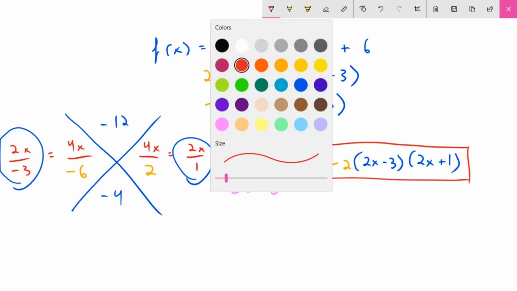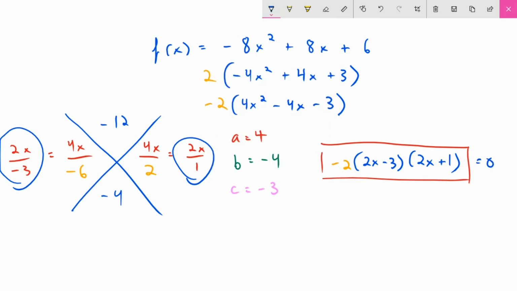And if we wanted to solve for 0, once again, we could set it equal to 0. Take what's in the parentheses, 2x minus 3 equals 0. 2x plus 1 equals 0. And solve for x. But these are all the examples that are on the assignment. So you should be able to do them looking at these notes.